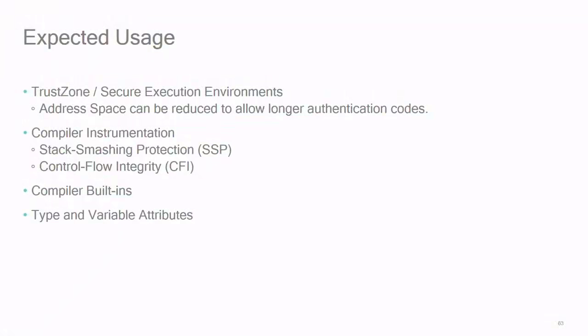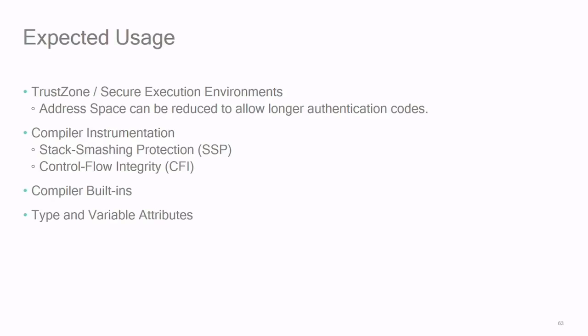All right, in terms of applications, we expect this to be used in secure execution environments like TrustZone. In these environments, it's reasonable to have a smaller address space where you can take full advantage of the larger authentication codes. And this does mean that we are essentially trading 1 bit of ASLR for 1 bit of authentication code, but we think this is a worthwhile trade-off because ASLR is vulnerable to information disclosure, but pointer authentication isn't. So it seems a worthwhile trade-off.